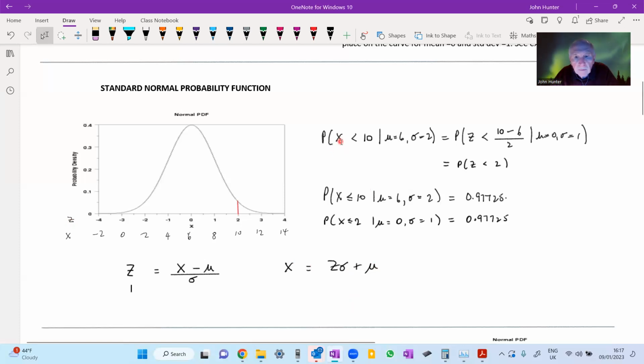The probability that the random variable is less than or equal to 10, given that the mean and standard deviation are 6 and 2, would be the same as the probability that the Z random variable is less than or equal to 10 minus 6, 10 minus the mean, divided by the standard deviation of 2. That's equal to the probability that Z is less than 2. Well, that's what we've done already. It's that area down there, isn't it? 0.97725. So we can see that that probability and that probability are exactly the same thing.